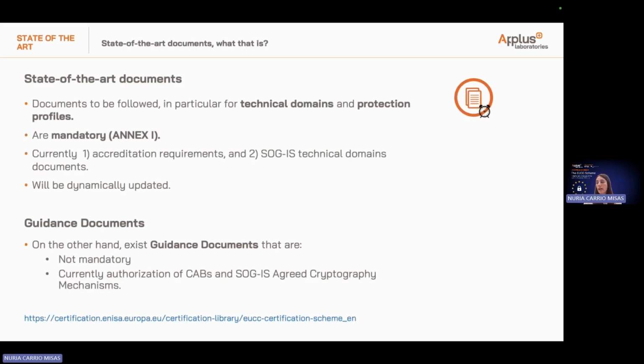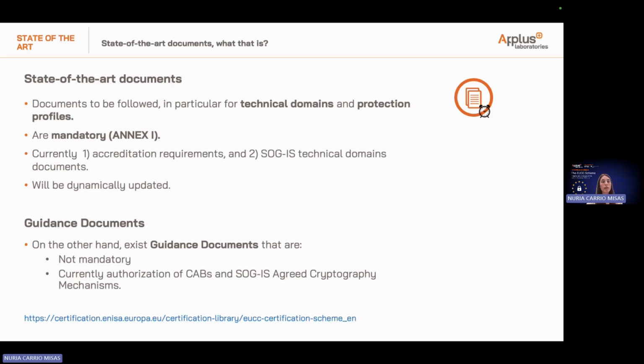One important point is the state-of-the-art documents, okay? The state-of-the-art documents are documents that define the evaluation methods, the tools, the security requirements for accreditations, etc. So there are documents that should be followed. You should be up to date checking these documents, and you can find them in the link that I put here at the bottom of the slide. But if you search for EUCC scheme state-of-the-art, you will be redirected to the webpage right away.